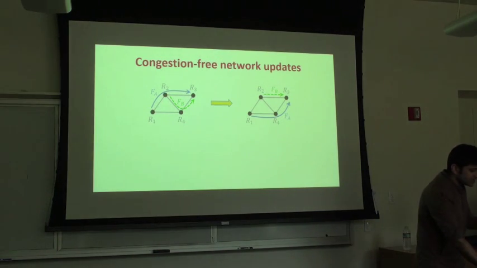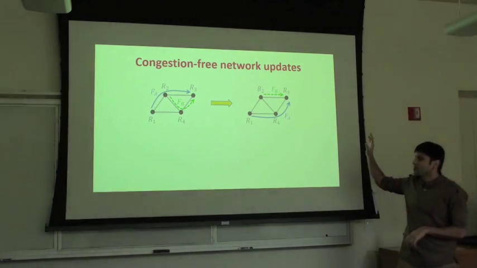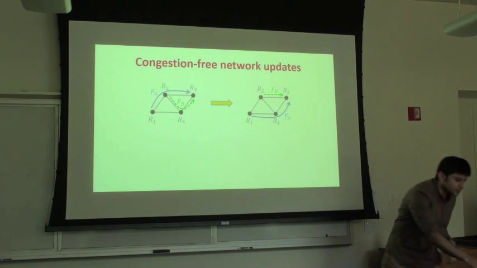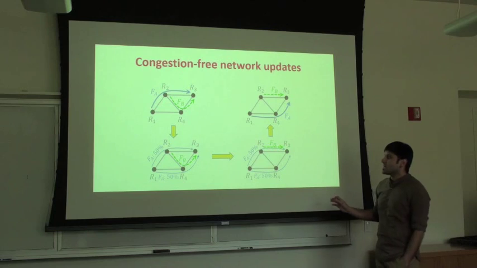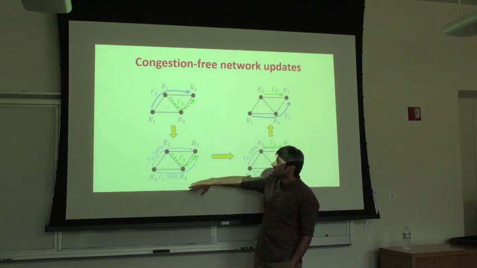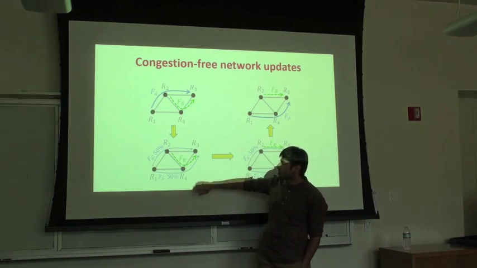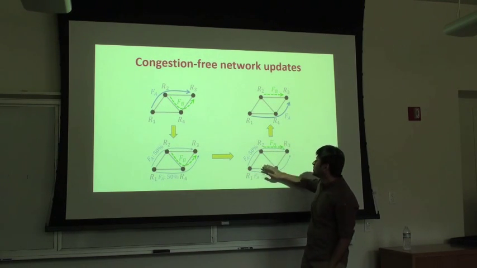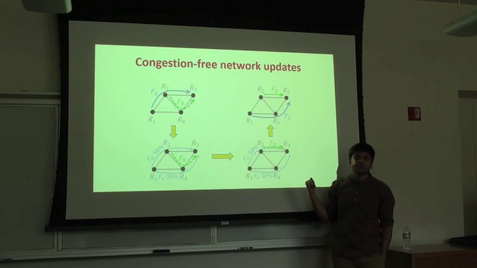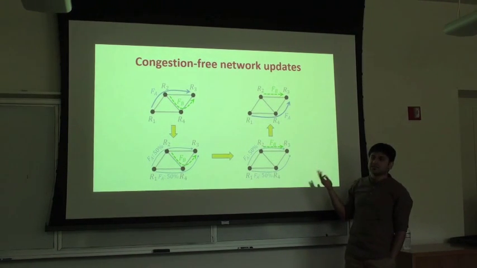Okay, so the idea here is essentially going directly from the initial state to the final state we want to go to. We go essentially in a few steps. In this example, what we'll do is essentially move half of flow A, assuming this, and we know what the network capacities are. So we move half of flow A, then we move flow B, and then we move the other half of flow A. So that's essentially the idea.